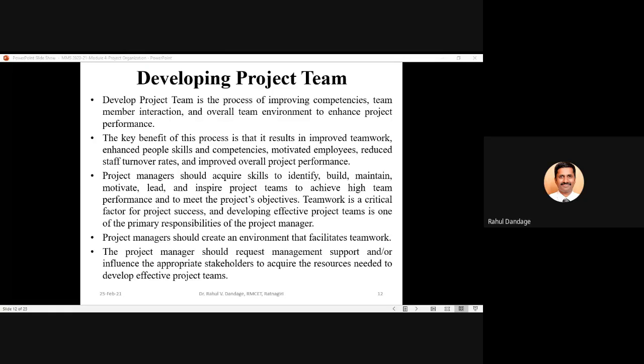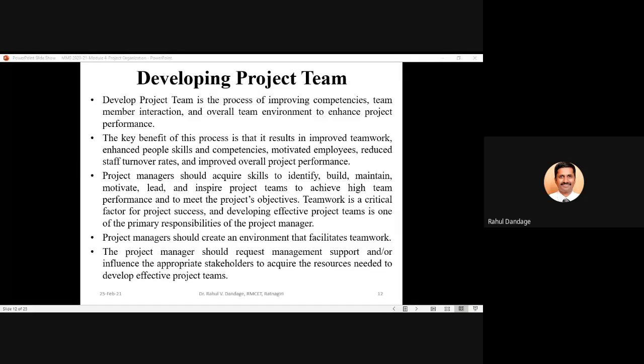Now, what is the benefit? Why should we go for this project team development philosophy? The key benefit of applying this project team development process is that it results in improved teamwork. So that is the first benefit we are getting.